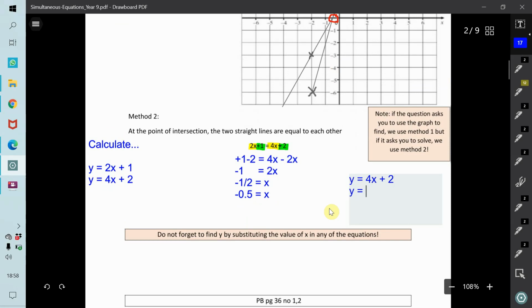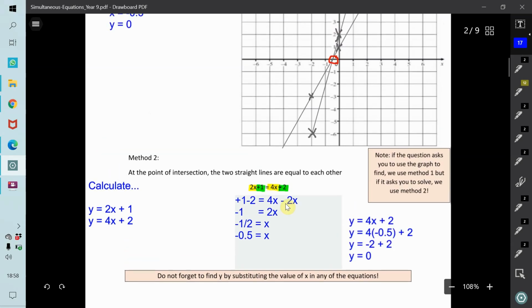Y equals, so I am going to substitute x with minus 0.5. I always tell you to substitute using brackets. So 4 brackets minus 0.5 plus 2. Y equals 4 multiplied by minus 0.5, and you can use a calculator for the time being. It's minus 2, and you still have the plus 2 here. And minus 2 plus 2 is y equals 0. So we got the same answer. If it asks you to calculate, you use this kind of method.